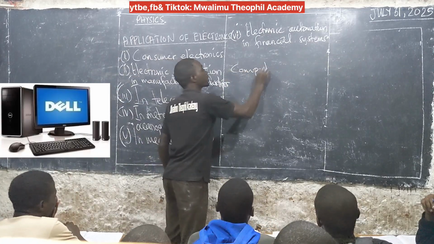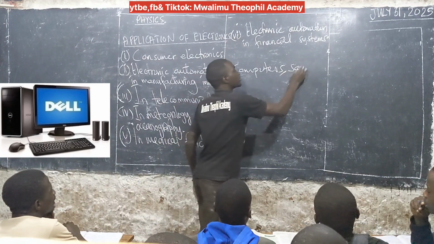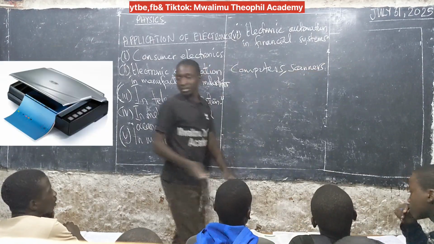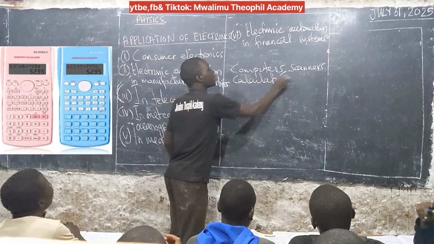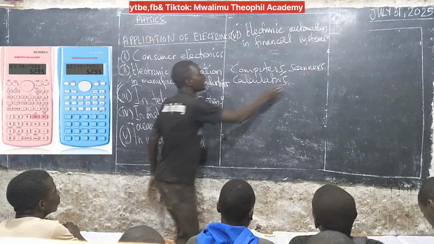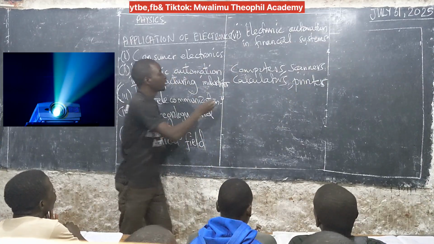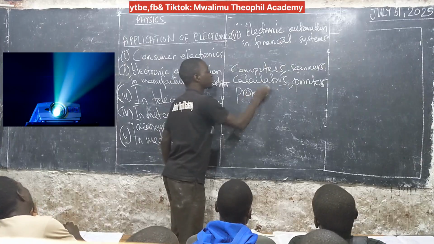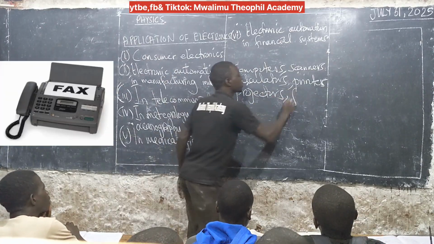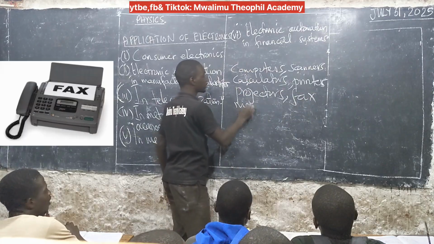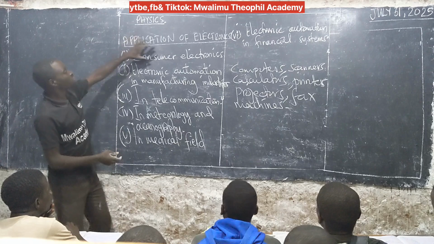Computers. Okay, the next one. Yes, scanners. These are used in our daily life. Calculators. Another device, yes? Printers. Another example, yes? Projectors. Another example? Fax machines. And so on. Okay, this was about consumer electronics.